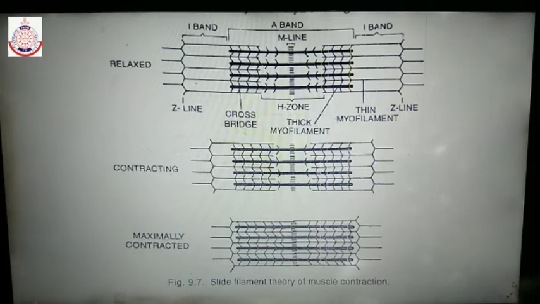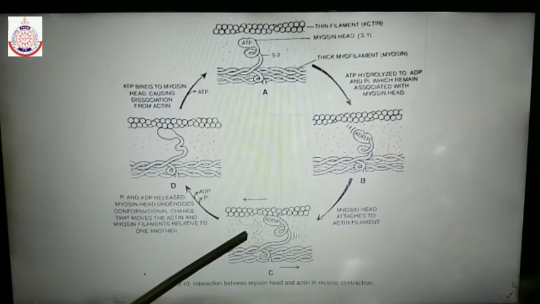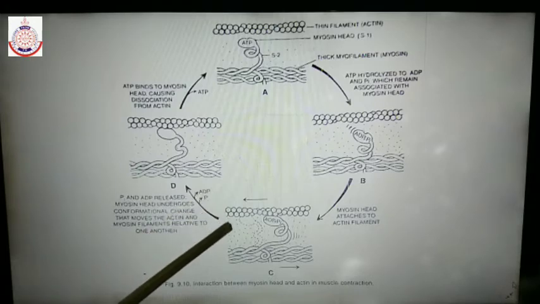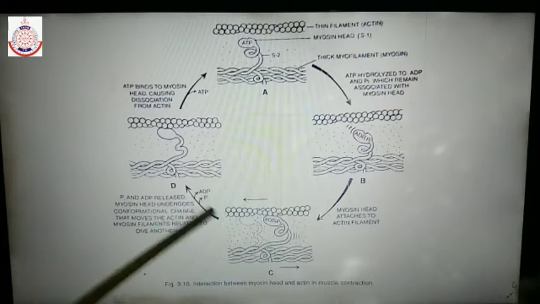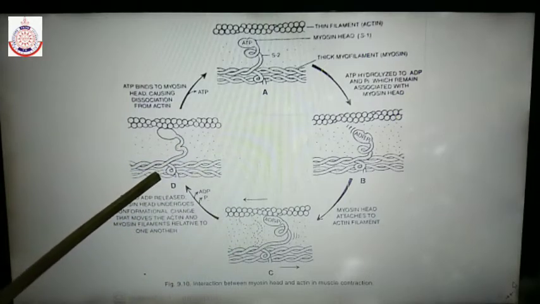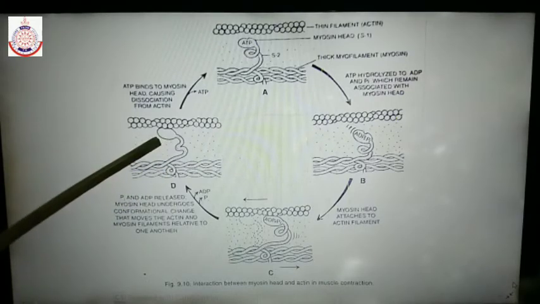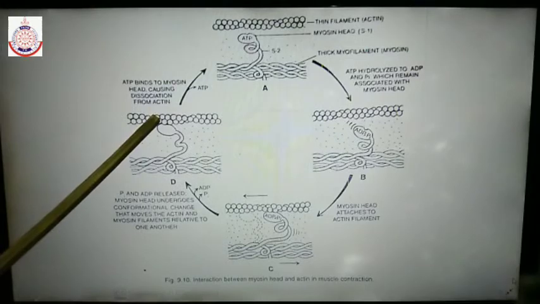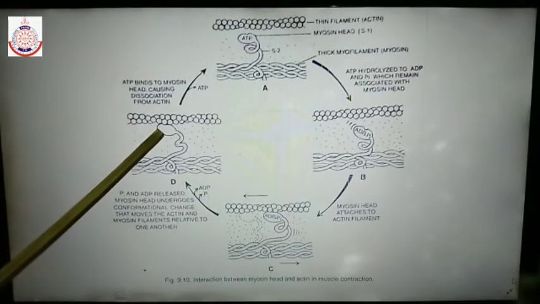Now coming back to the last diagram, the muscle has maximally contracted. After that, the myosin head releases ADP and phosphate, and the myosin head comes back to its original position, meaning it gets removed. Why? Because it does not have energy for binding to the actin filament, resulting in the breakage of the cross bridge.